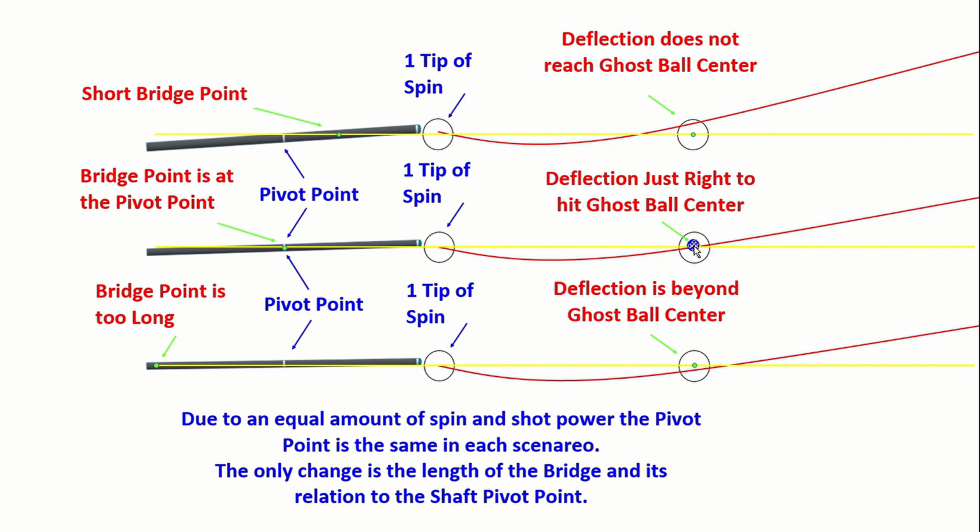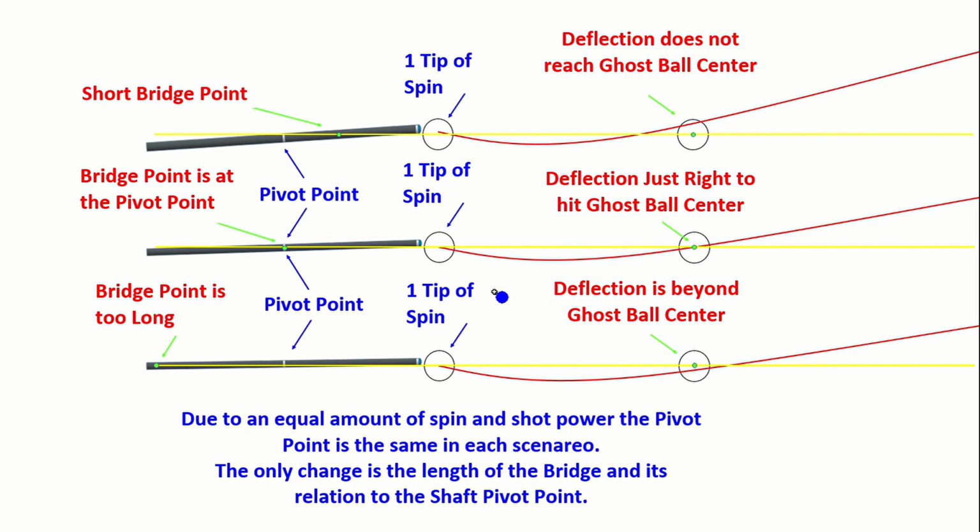Some bridging tips. Bridging in front of the pivot point causes insufficient deflection, preventing the cue ball from reaching the ghost ball center. Bridging too far back from the pivot point results in excessive deflection, causing the cue ball to go beyond the ghost ball center.